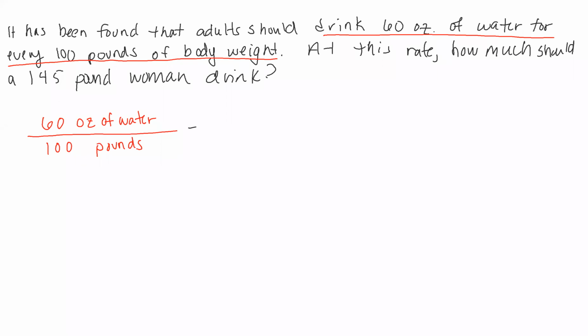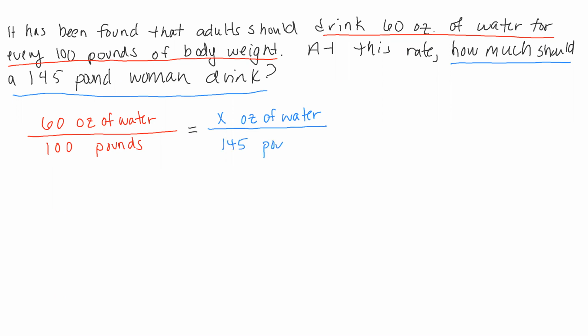All right, so we know that according to this, 60 ounces of water should be consumed for every 100 pounds of body weight. The second set of information is, at this rate, how much should a 145-pound woman drink? Well, we don't know how many ounces of water. That's what we're looking for. But we do know the weight of this adult. This is a 145-pound woman.